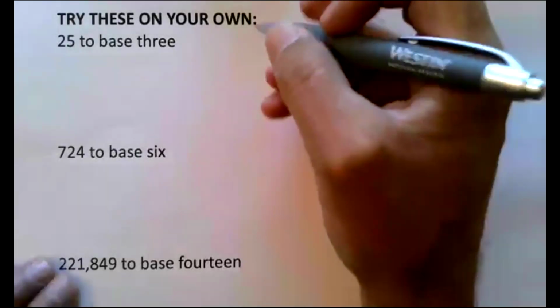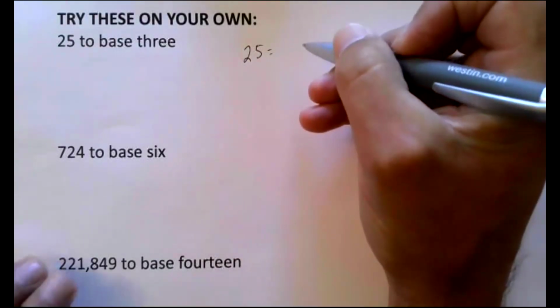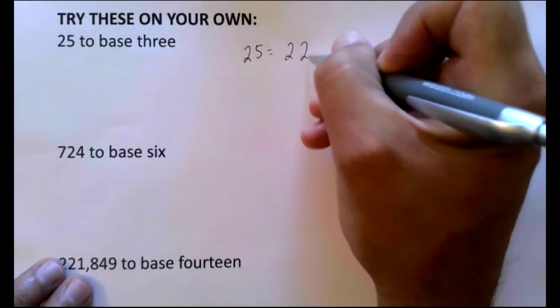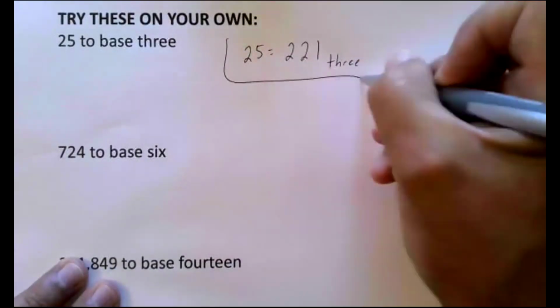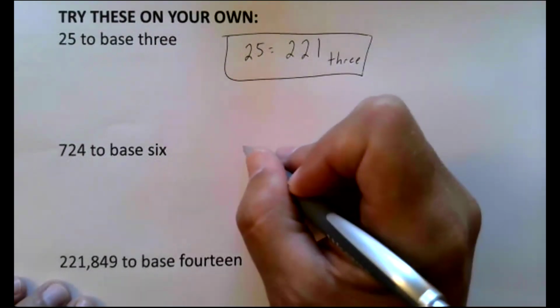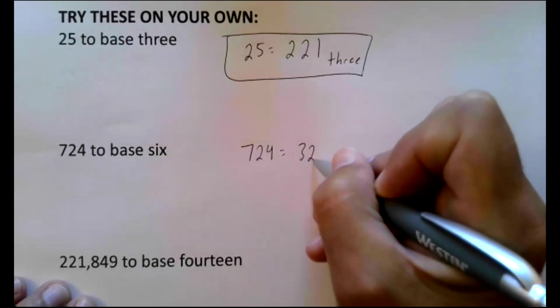Okay, so again, I'm not going to go through these. I'm just going to tell you what the answer should be, and you can see how you did. If you convert the number 25 into base 3, it is equal to 221 base 3. If you convert the number 724 into base 6, it turns out to be 3204 base 6.